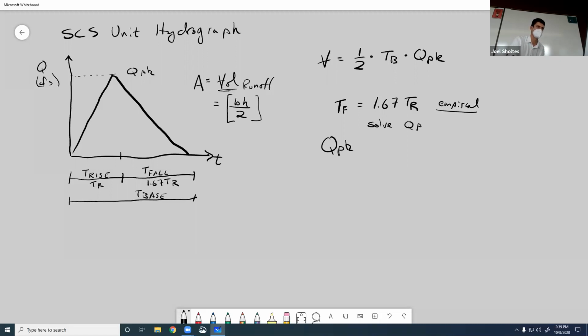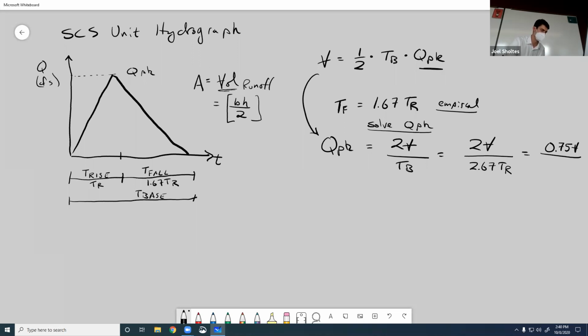So let's solve for Q peak from this equation up here. Q peak is going to be equal to 2 times the runoff volume all over our T base. Remember, T base is going to be TR plus 1.67 TR, so that's going to be 2.67 TR. And then if we simplify that, we get Q peak is equal to 0.75 times volume all over TR.